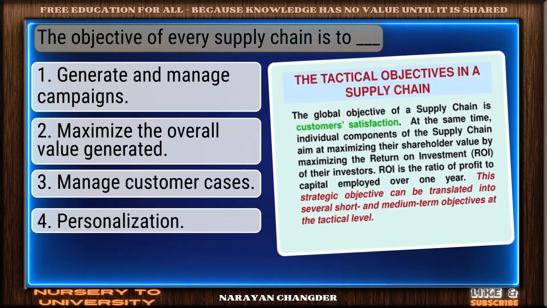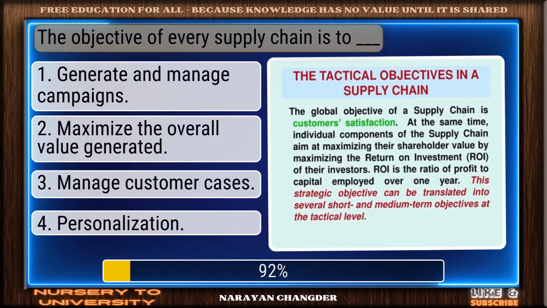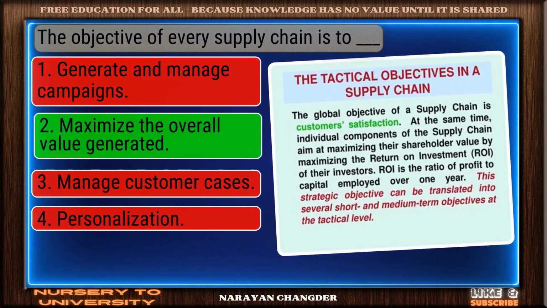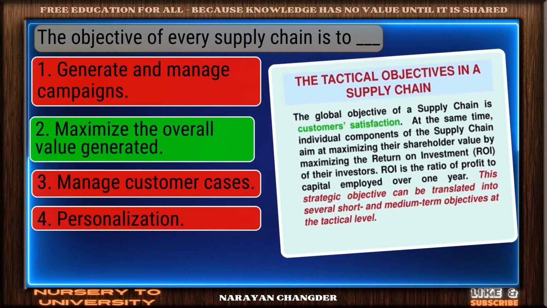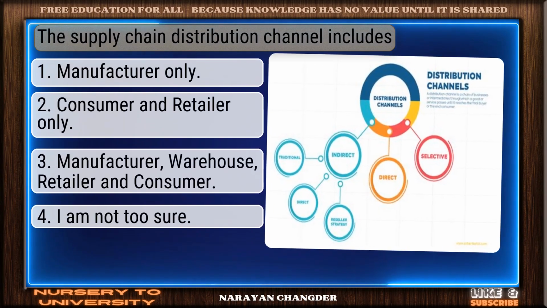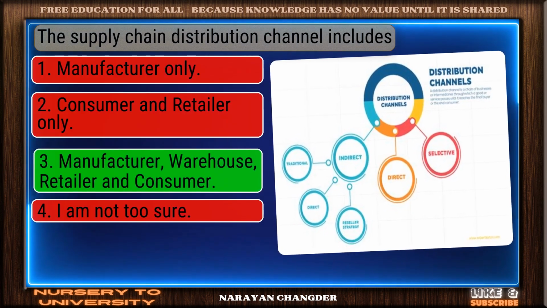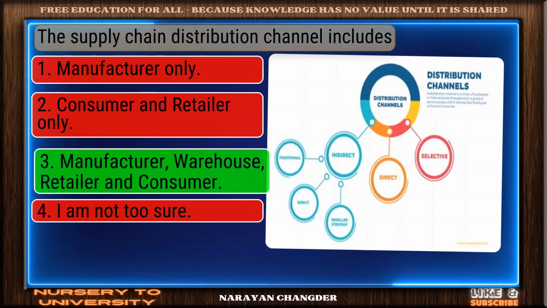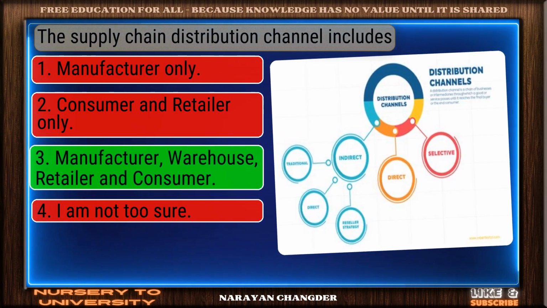The objective of every supply chain is to DASH. On track. Maximize the overall value generated is the correct answer. The supply chain distribution channel includes: Well-reasoned. Manufacturer, warehouse, retailer, and consumer is the correct choice.